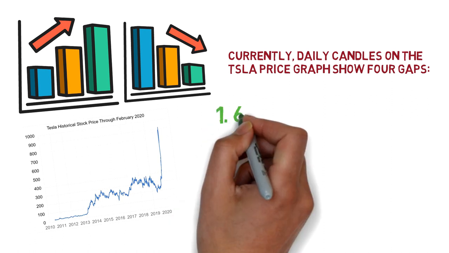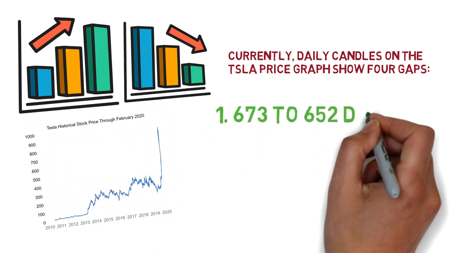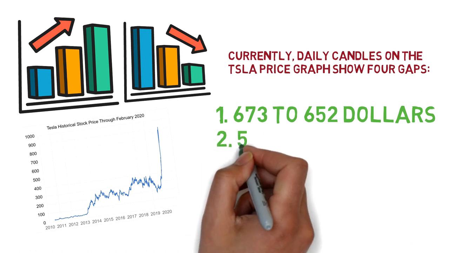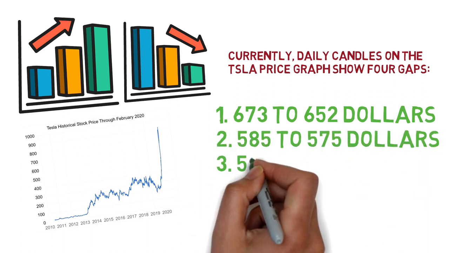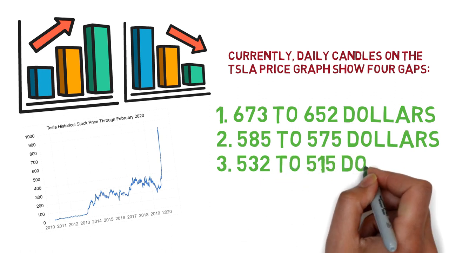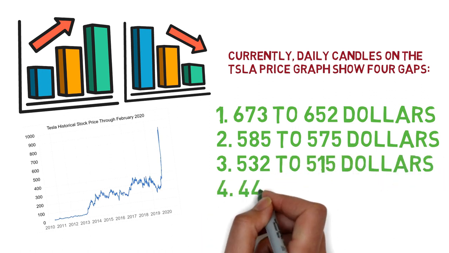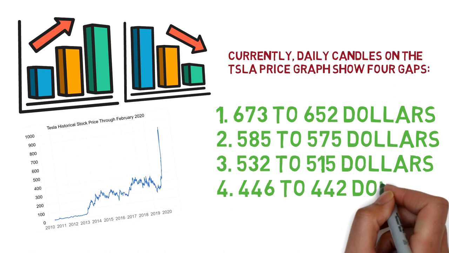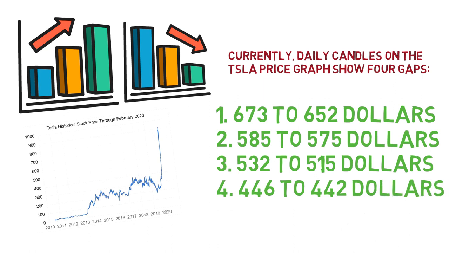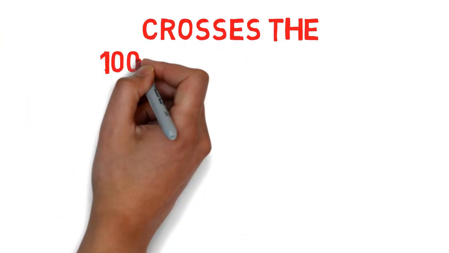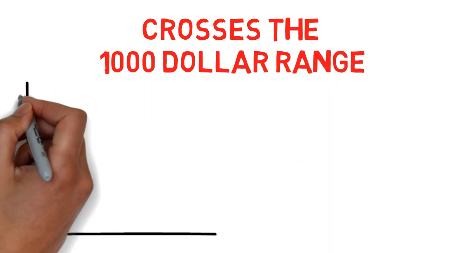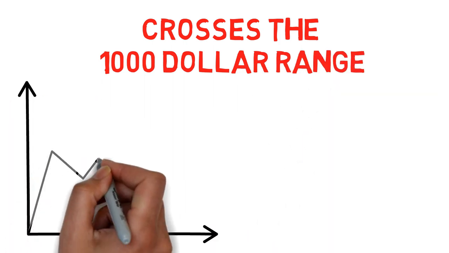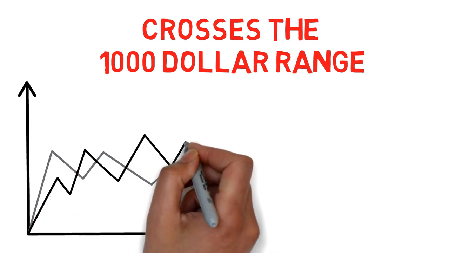One is in the $673 to $652 range. The second is at the $585 to $575 range. Third at $532 to $515. And the last gap is from $446 to $442. Experts think that all or some of these gaps have to be filled before the price crosses the $1,000 range. So these are key levels to be watched over the next couple of months.